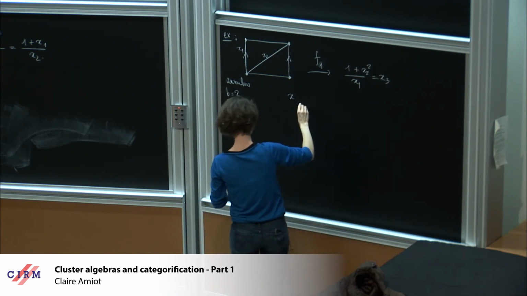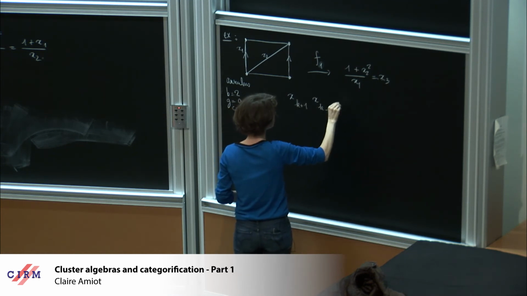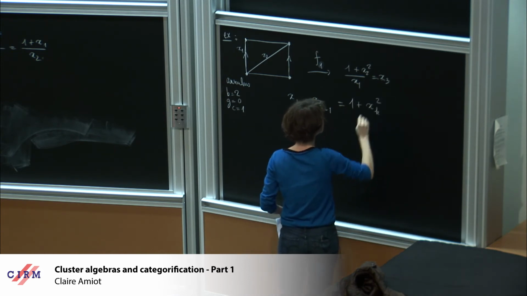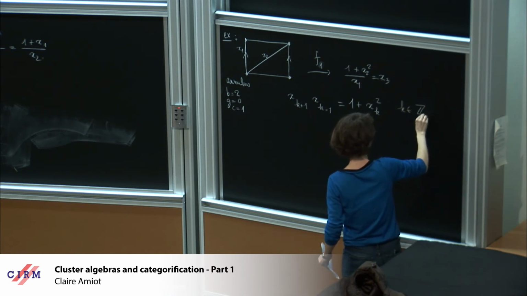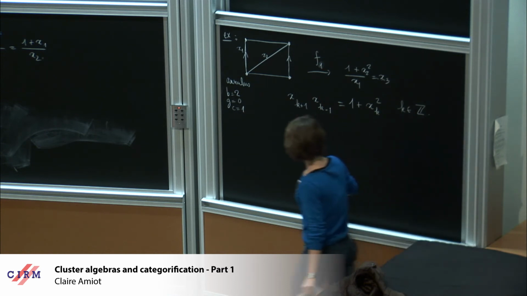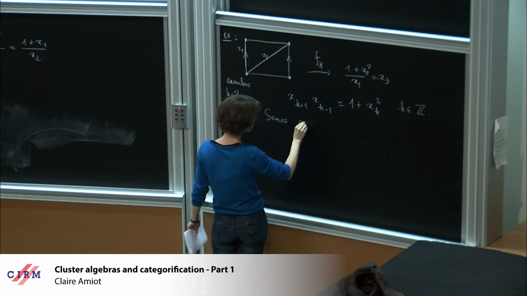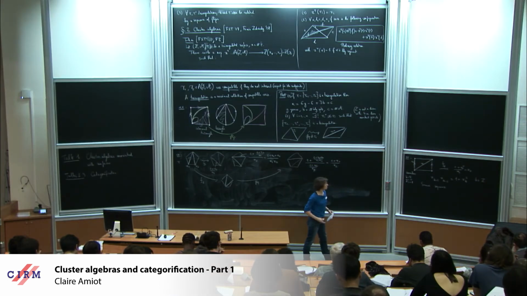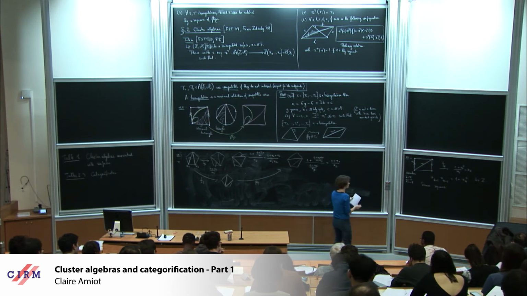And I can continue this, and you can easily check that, so just call this x3, and that you have the following inductive relation, for k in Z. And so here, you may recognize a sum of sequence. And maybe I will tell you a little bit more about this recursion later. Okay.